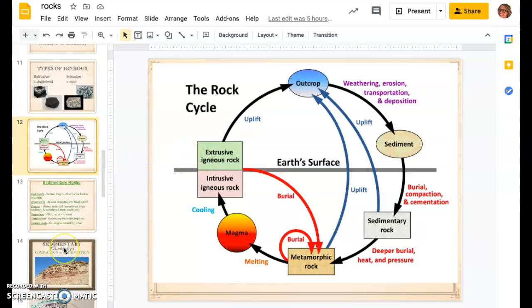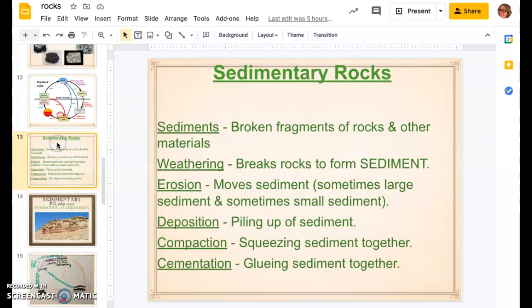The second part of today's section is over sedimentary rocks. Sedimentary rocks involves a lot of definitions, and these are in your vocabulary that you are going to have a test over next week. I want to go through these words and make sure you understand them. A sediment is just a broken piece of rock.